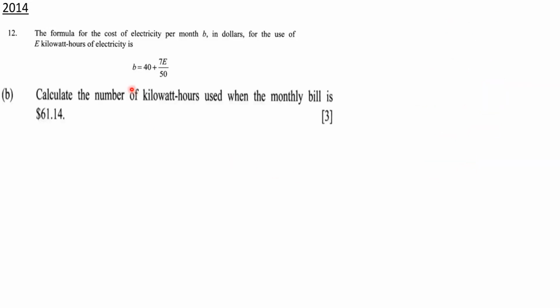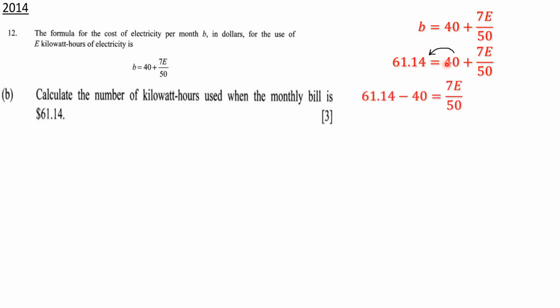It says, calculate the number of kilowatt hours used. That's E, right? E is the number of kilowatt hours used. So basically, calculate the number of kilowatt hours used when the monthly bill is $61.14. So we know that the monthly bill, which is B, is $61.14. So we replace B with 61.14. And then we have 61.14 equals 40 plus 7E all over 50. The first thing we want to do is send the 40 over because we're trying to isolate E. So let's send the 40 over.